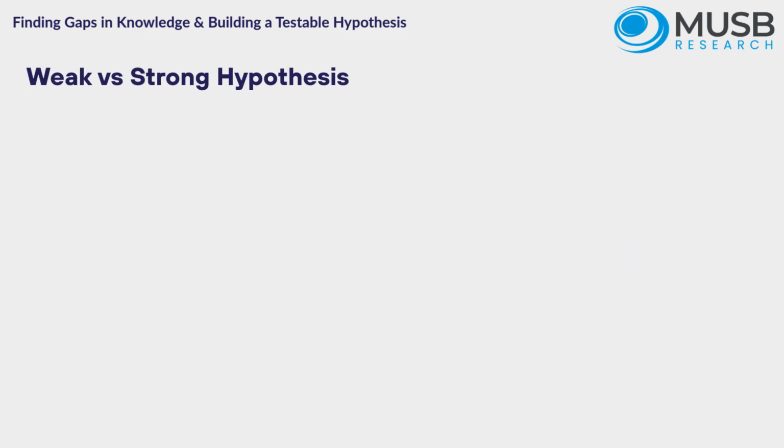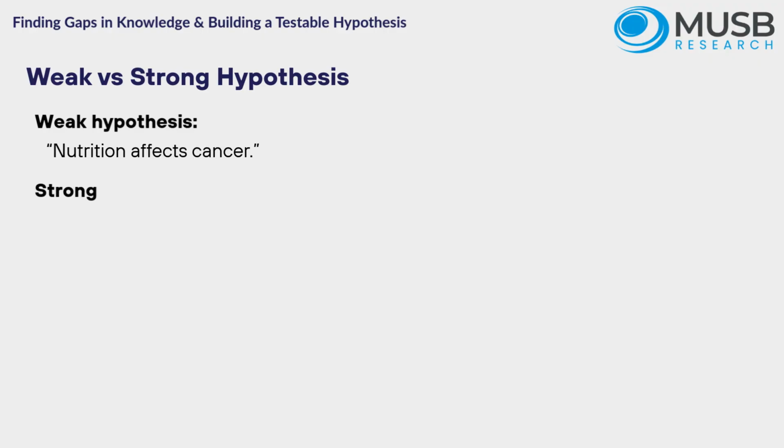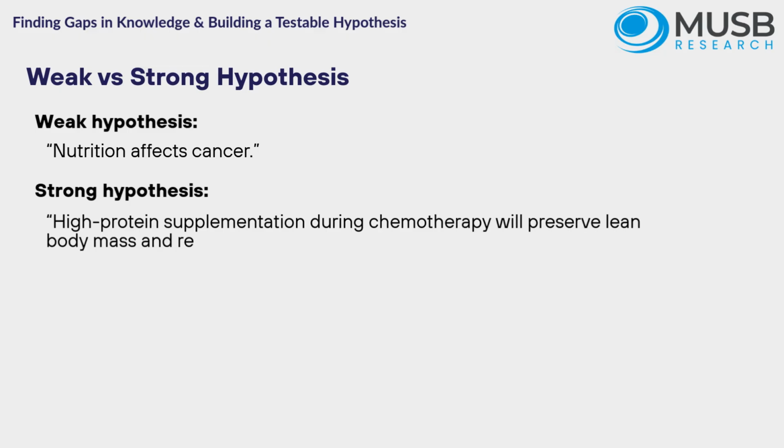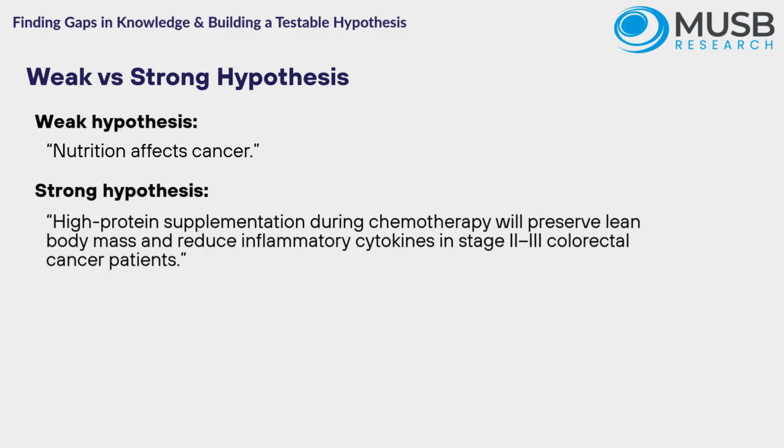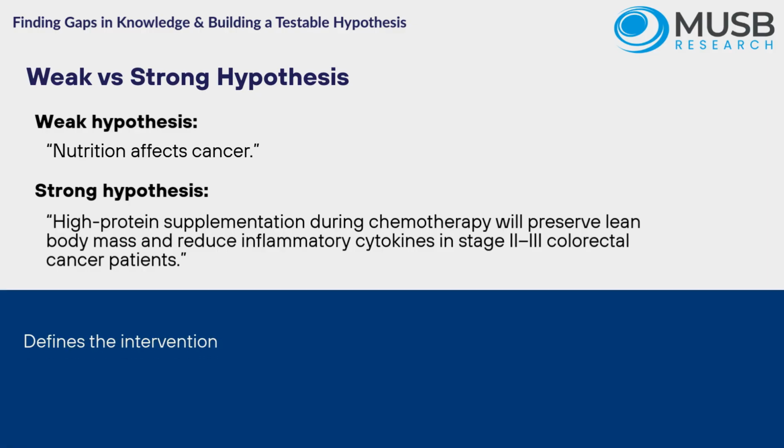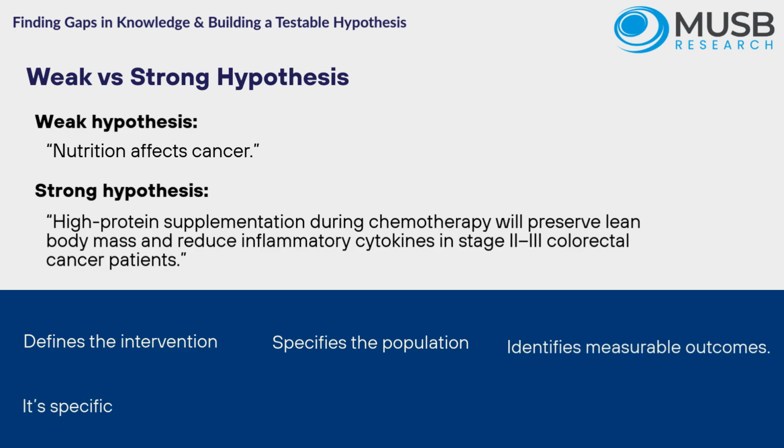Let's look at the difference between a weak hypothesis and a strong one. A weak hypothesis sounds like this: nutrition affects cancer. It's broad, it's vague, and it's impossible to test in a focused way. Now compare that to a strong hypothesis. High protein supplementation during chemotherapy will preserve lean body mass and reduce inflammatory cytokines in stage 2 to 3 colorectal cancer patients. Notice the difference. It clearly defines the intervention. It specifies the population. It identifies measurable outcomes. It's specific, it's measurable, and it's testable. And that's exactly what reviewers are looking for.